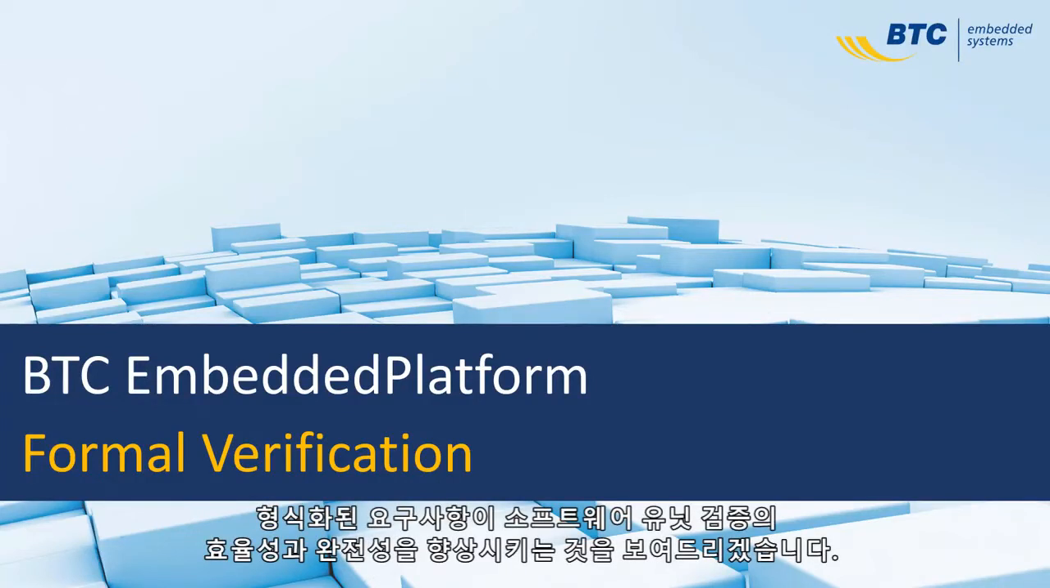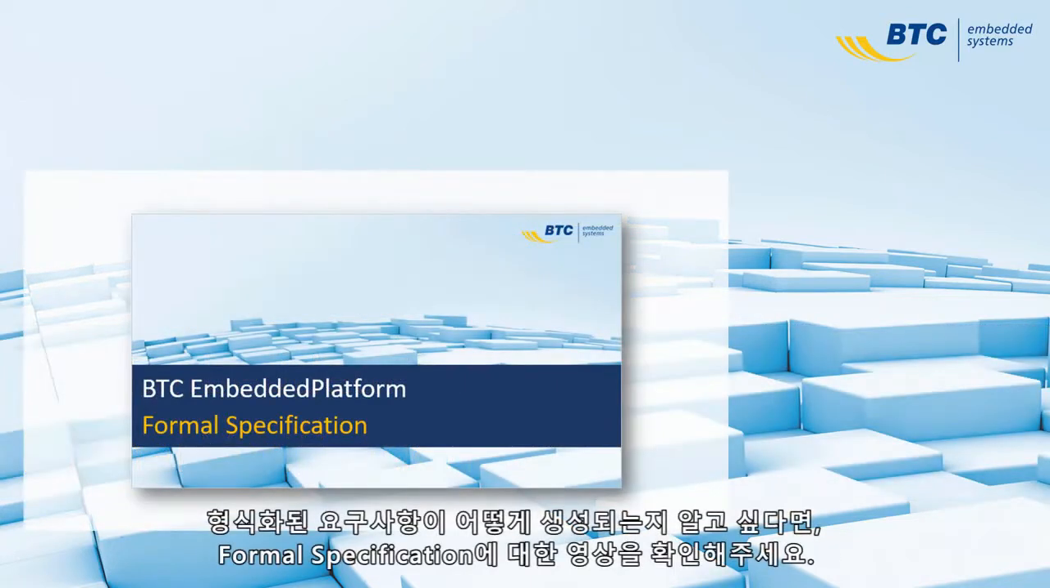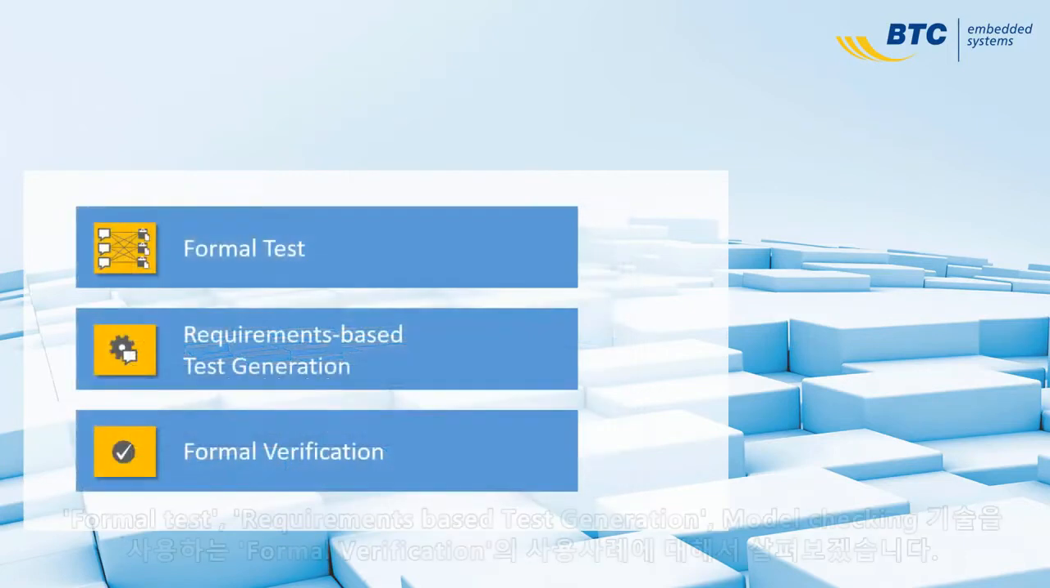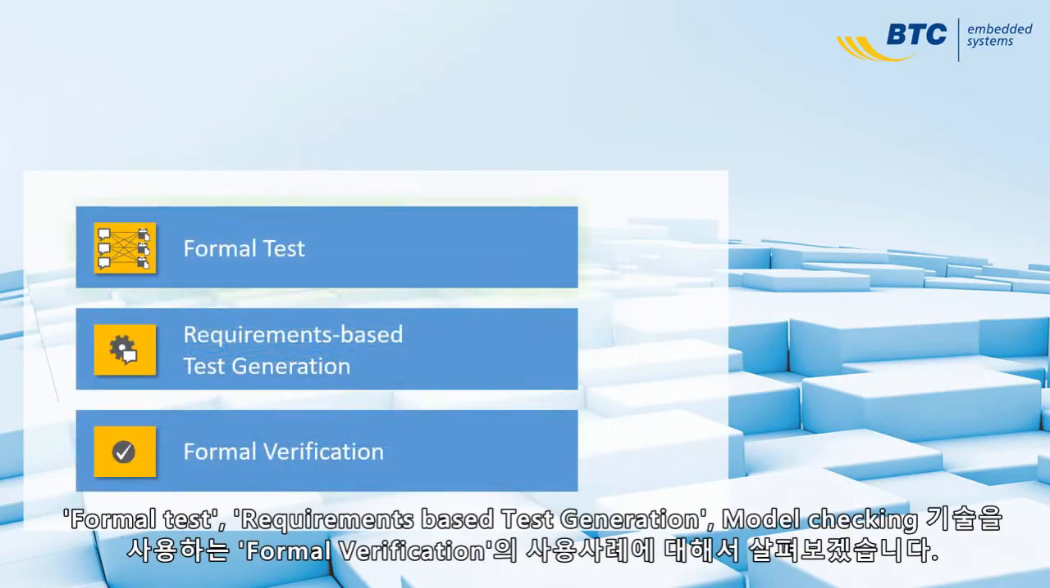In this video, we will show you how formalized requirements can dramatically improve the efficiency and completeness of software unit verification. Please have a look at our video on formal specification to find out how these requirements get created. We will mainly look at three use cases: formal test, requirements-based test generation, and formal verification using model checking technology.